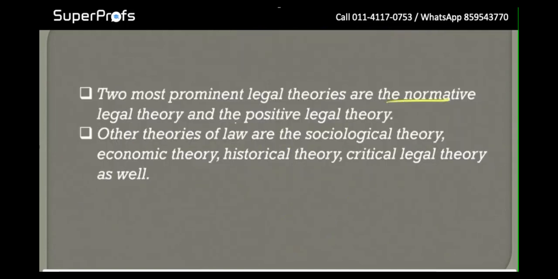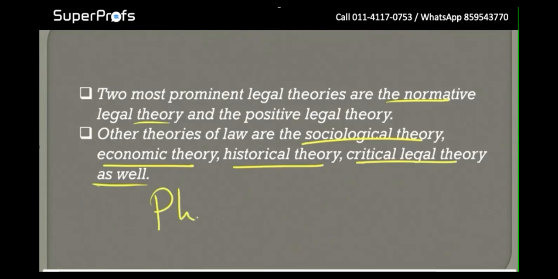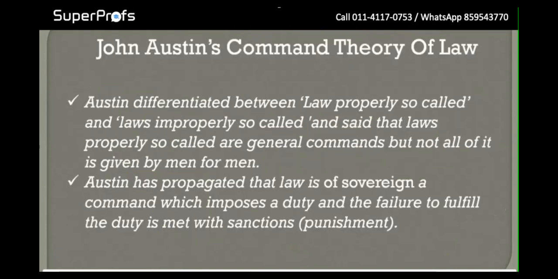So these are the two most famous. Other theories are sociological theory, economic theory, historical theory, critical legal theory. These are the other theories of law, or what we can also call the philosophy of law. This is a very general thing. You should know all these basics very well. Now let us come to John Austin's command theory of law.